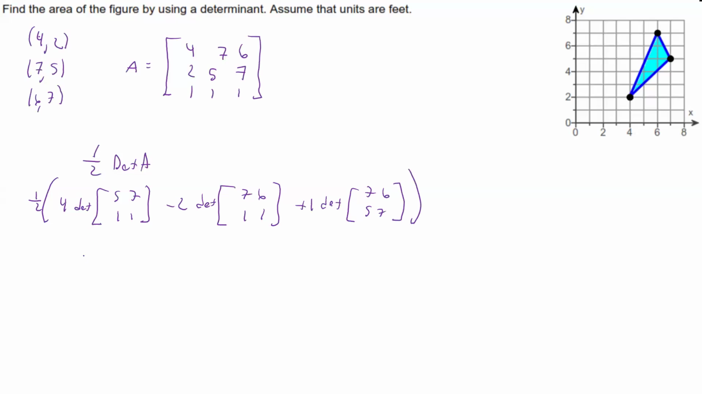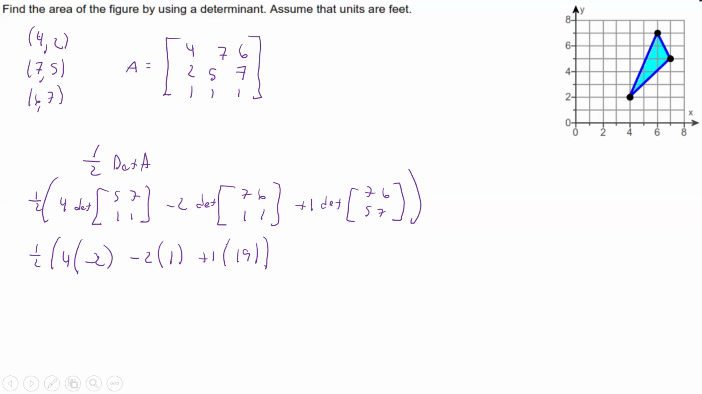All right, so now let's simplify here. We still have that 1/2 out in front. Then we have 4 times 5 minus 7, which is minus 2. I'm just going to write the numbers here because we're taking the cross and then subtracting this. Then we have minus 2 times 7 minus 6, which is 1, plus 1 times 49 minus 30. So that's going to give us 19. And then we have the parentheses.